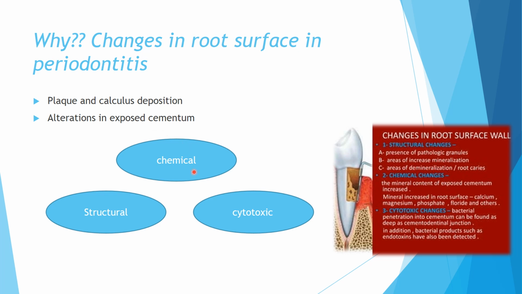There will be root surface changes, there are structural changes, there is the presence of pathologic granules, areas of increased mineralization, areas of demineralization, whereas chemical changes, that is the mineral content of exposed cementum, increased minerals in the root surfaces. Then the cytotoxic changes, like bacterial penetration into the cementum, can be found as deep, and products such as endotoxins can also be detected.